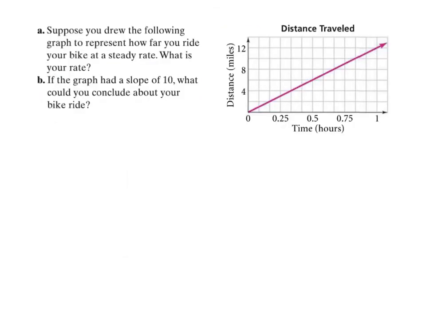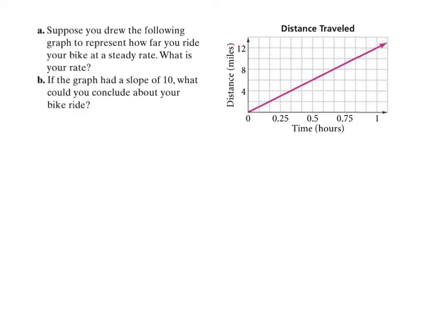So in this case, suppose you drew the following graph to represent how far you ride your bike at a steady rate. What is your rate? In other words, you want to figure out how far did you go. I can see this whole graph goes over 1 hour. You can see the time is in hours. And the miles, if I start at 0, 0, which should make sense if I haven't gone anywhere and no time has passed, I've gone 0 miles. And after 1 hour, I have now gone 12 miles.